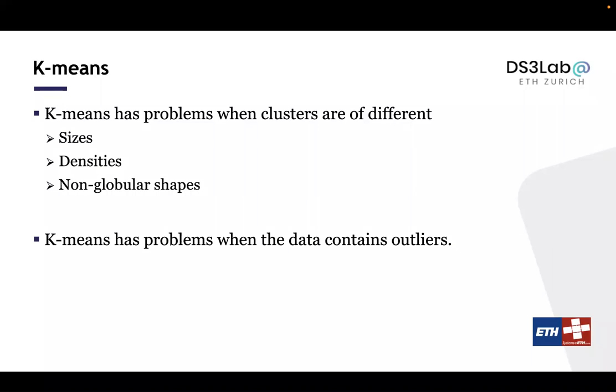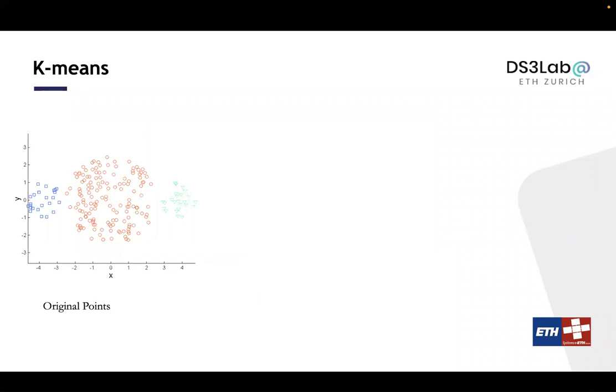Because k-means has the tendency to form more homogeneous clusters in shape, size, and density. Also, when your data has outliers, where you have one data example which is really far away from everyone else, that could also cause problems.